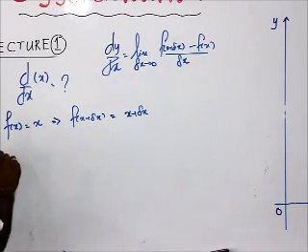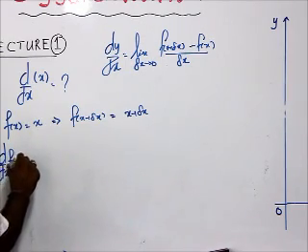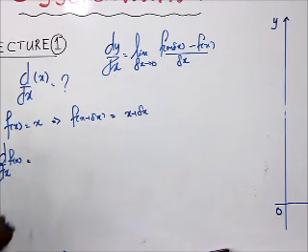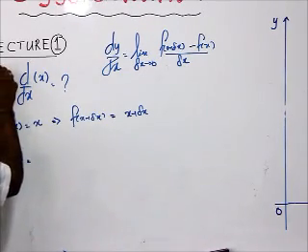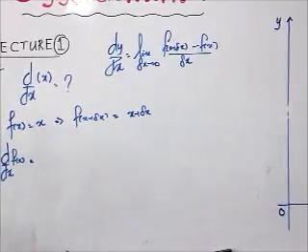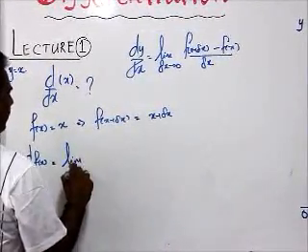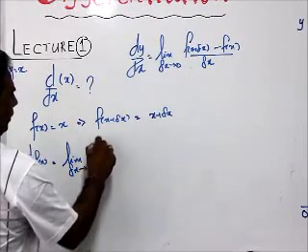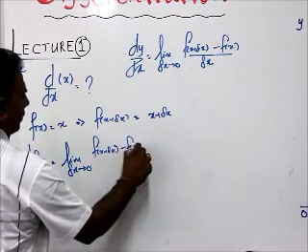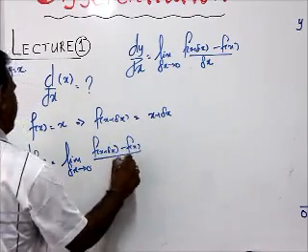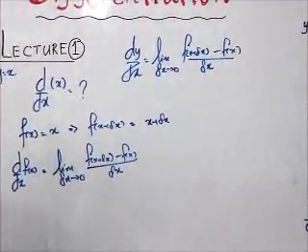So we need dy by dx, so dy by dx of f of x, or otherwise dy by dx. The given function is y is equal to x. So according to the definition, according to the formula, it is the limit as delta x tends to 0 of f of x plus delta x minus f of x over delta x.